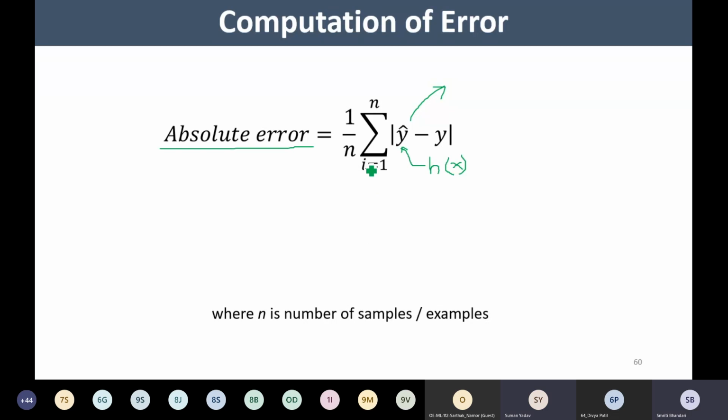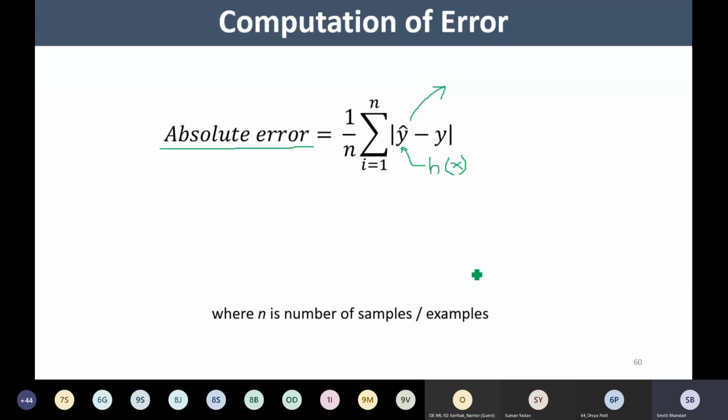Ma'am, why are we taking the average? See, if we have 100 samples, let us assume, for every sample I compute the error. If I accumulate that error, it would be a big number maybe, and that may not reflect the real scenario. That is why I sum up the errors of every sample and then find the average. That is a good measure of the performance of my model.